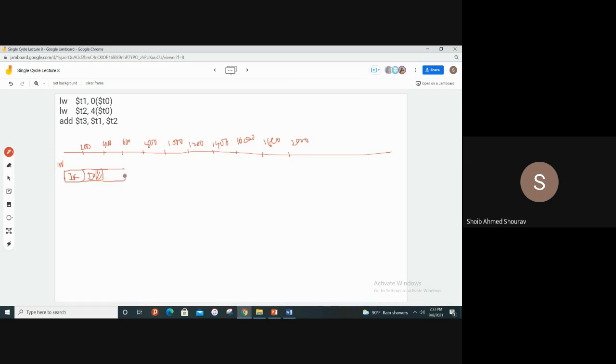Then in the next 200 picoseconds it is execution. Next 200 picoseconds, as load word has memory access, we are going to use it. It is really difficult for me to write in here in the Jamboard with the mouse. So it is WB for 100 and 100 idle. First load word is done. Second load word will start from here, right? Second load word.